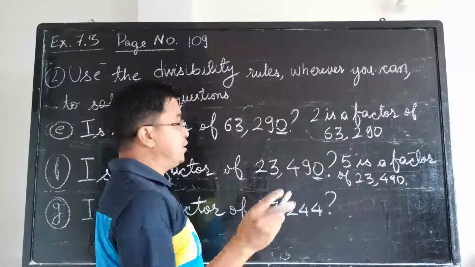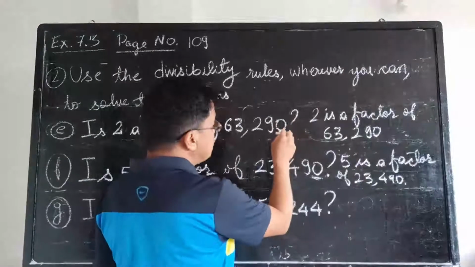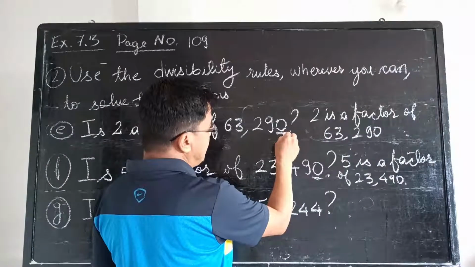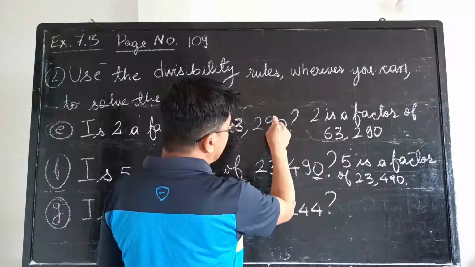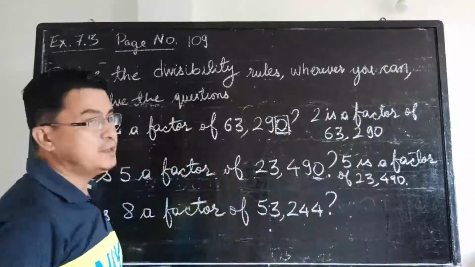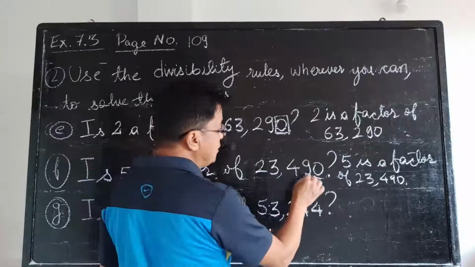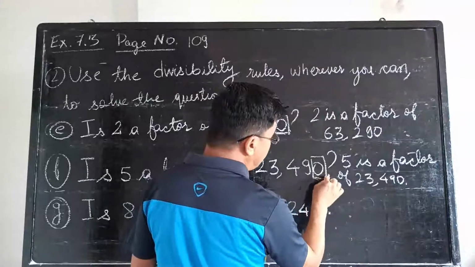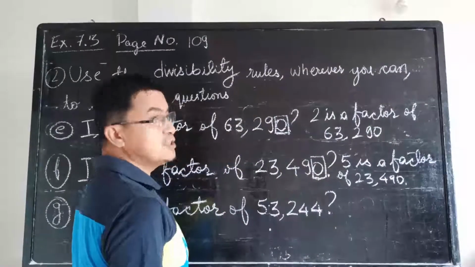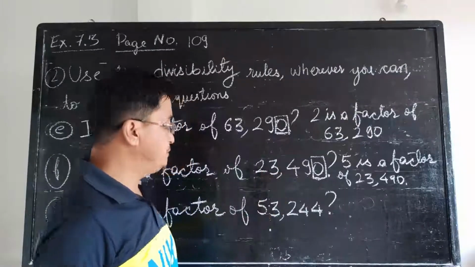I hope you are understanding. By divisibility test we are doing this, okay? Because 2 can divide a number if the last digit is 0, 2, 4, 6, 8. Here the last digit is 0. So 2 can divide this number exactly with no remainder. In the divisibility of 5 we learned that 5 can divide a number if the last digit is either 0 or 5. Here the last digit is 0. Since the last digit is 0, 5 can divide this number exactly with no remainder.